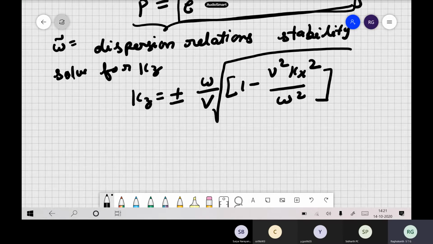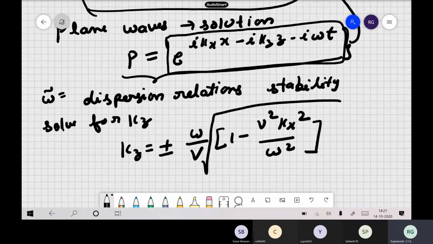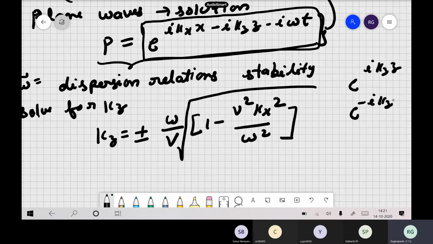Now, what do the plus sign and the negative sign indicate here? What is the meaning of e to the power of i kz into z, and then minus i kz into z? What is the meaning of these two?